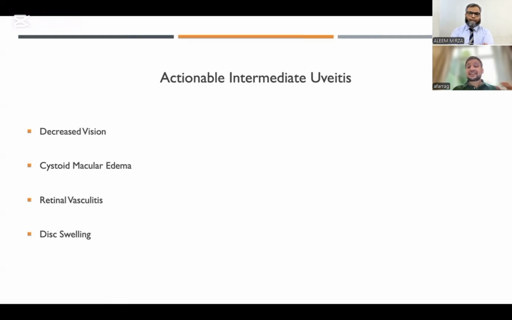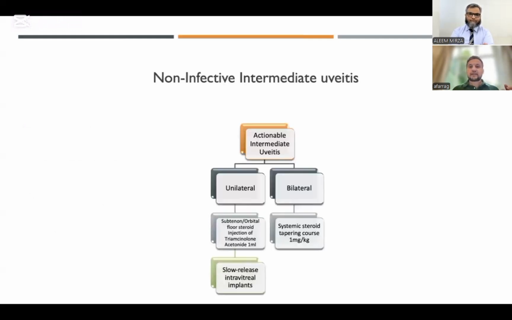Decreased vision doesn't mean 6/6 vision is a good vision. It's the quality of vision. I have seen patients with 6/6 and I have treated them because the quality of vision is terrible. The vision may be 6/6 or 6/9, but the quality of vision is very bad and usually will be associated with other features.